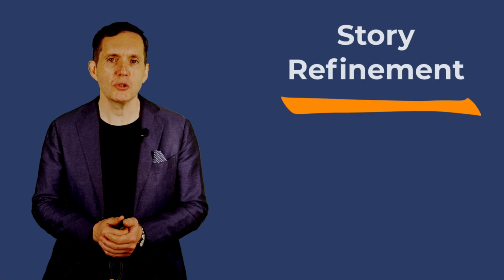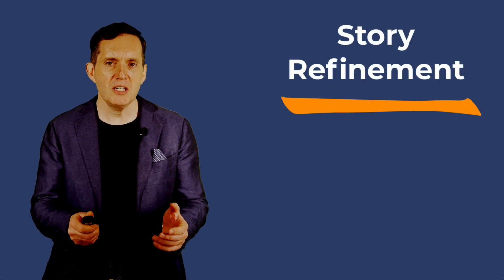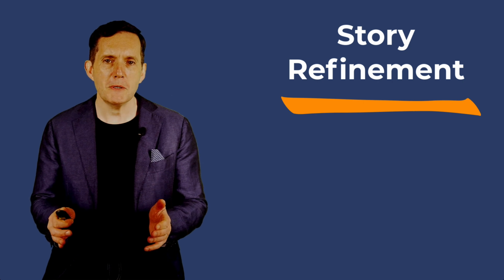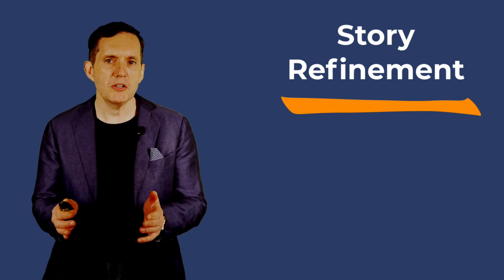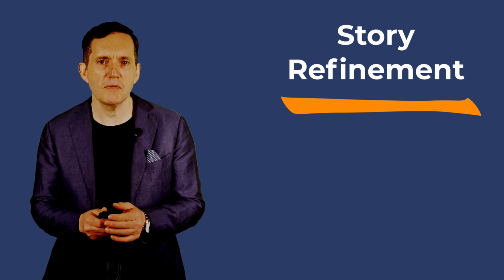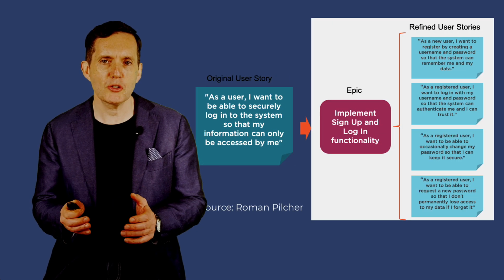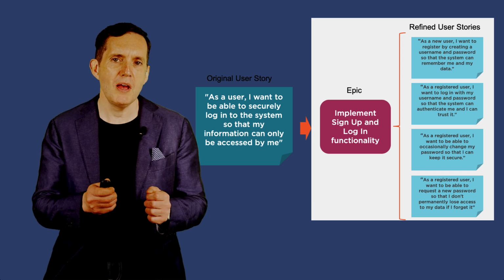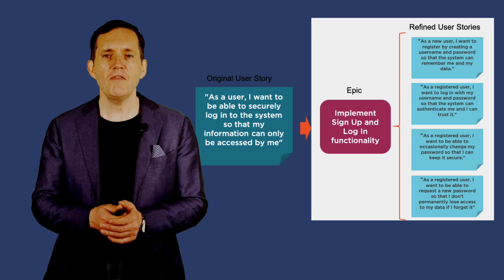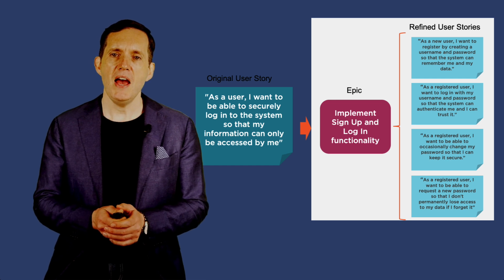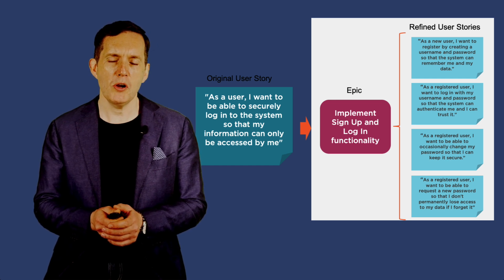Story refinement is an essential practice within Agile that ensures user stories are clear, detailed, and ready for development. What is story refinement? Story refinement, also known as backlog grooming, is the process of reviewing and enhancing user stories in the product backlog. This involves breaking down larger stories or epics into smaller, more manageable pieces, clarifying requirements, and ensuring that each story is well-defined and ready for the development team to work on.